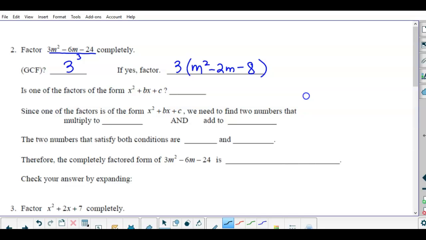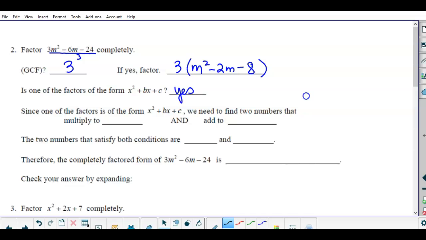So every term gets multiplied by 3. Okay? We don't have x's, we have m's. It's still a variable, right? So is it an x squared and then an x term and then a constant? Well, it's an m squared, an m term, and a constant. So that's good. This plus doesn't mean anything. It could be positive or negative. This just means that b is negative 2, right? So yes, it is of that form.